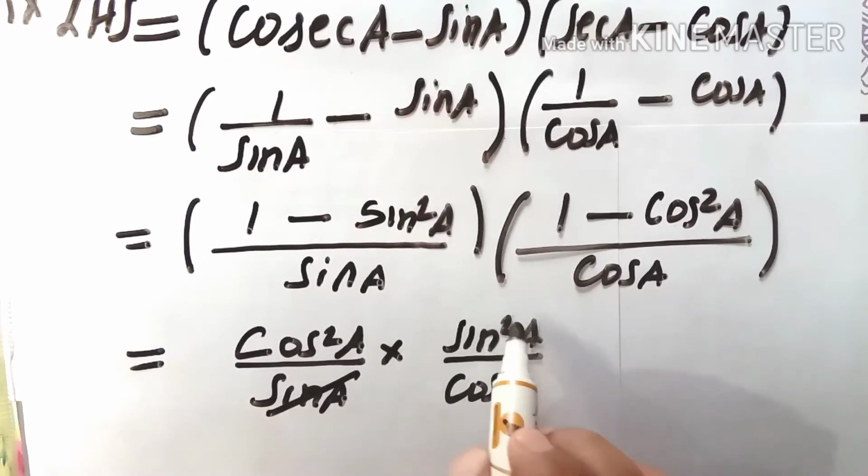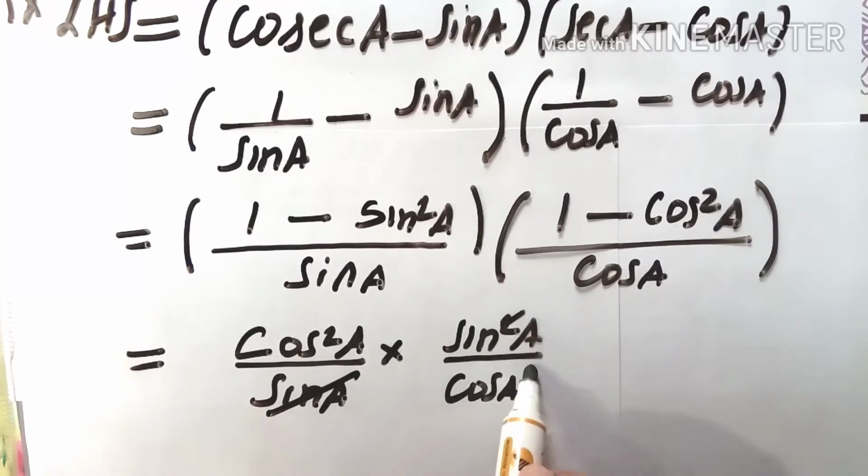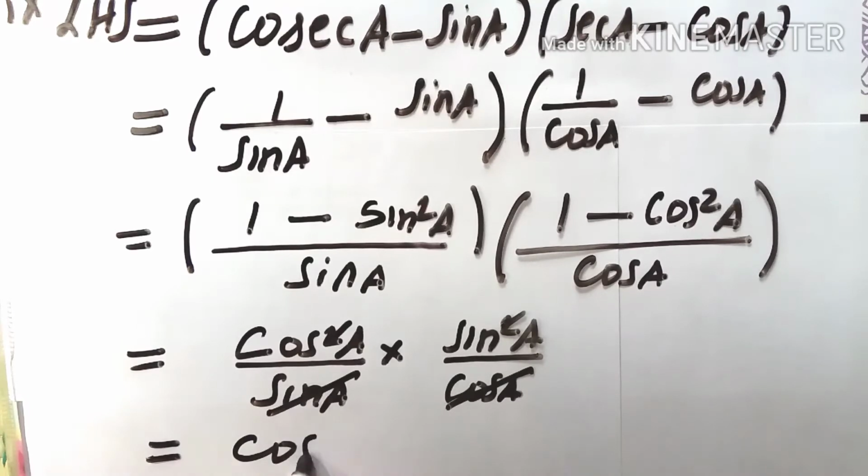Now we can cancel sin A with sin A, so we can cancel the power. Similarly, cos A with the power. So we are left with cos A into sin A. That will be our LHS part. Now let's have a look at the RHS part.